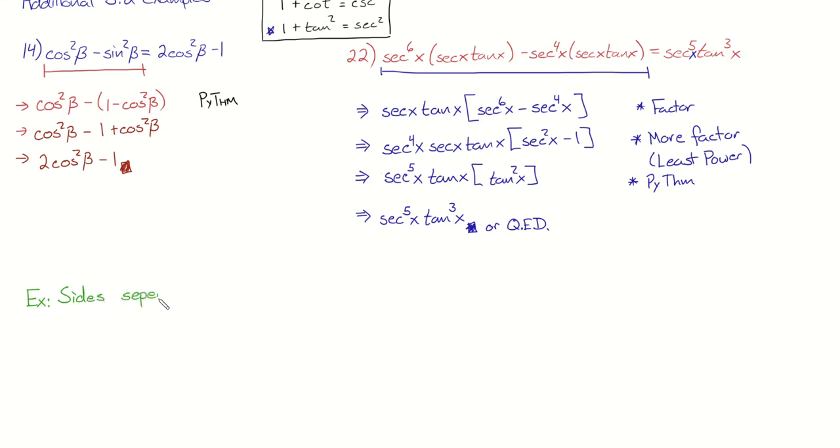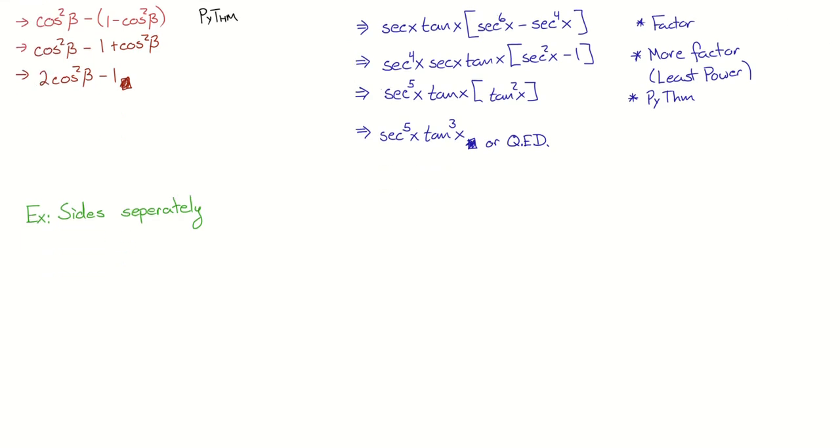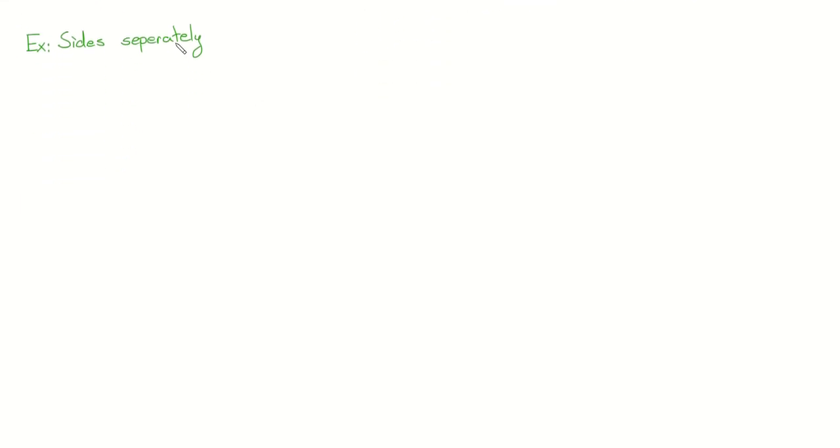And I wish I could tell you that there's a standard way to recognize that you can do this or that you should do this. In reality, you could do this with any problem, but let's take a look at it. So let's say I want to verify the following.